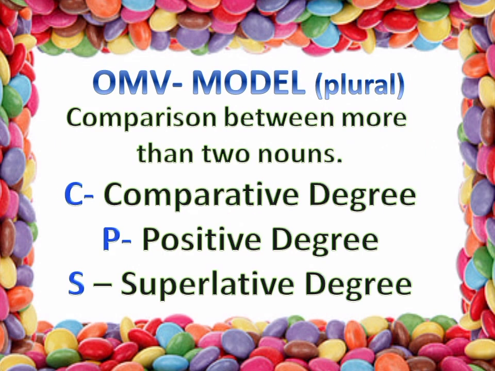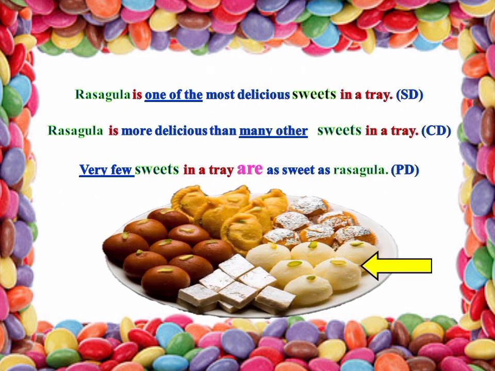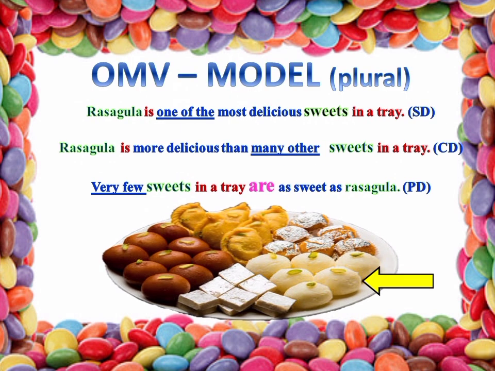The third type of comparison is also between more than two nouns. Therefore, it has comparative degree, positive degree, and superlative degree. But the compared noun takes a plural verb. For example, rasgulla is one of the most delicious sweets in a tray. It is superlative degree. Rasgulla is more delicious than many other sweets in a tray. It's a comparative degree. Very few sweets in a tray are as delicious as rasgulla.